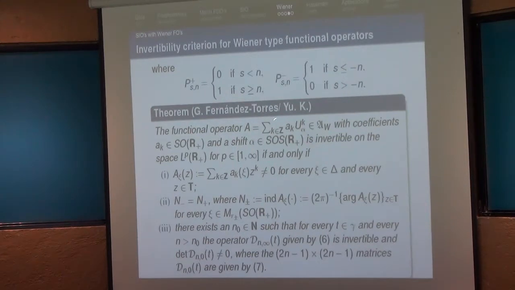The Wiener type functional operator with slow oscillating coefficient and slow oscillating shift is invertible on the space LP for any p in the segment 1 to infinity if and only if these symbols are non-zero for every psi in such a set and every point z in the unit circle. This is the Gelfand transform of limit operators and points.